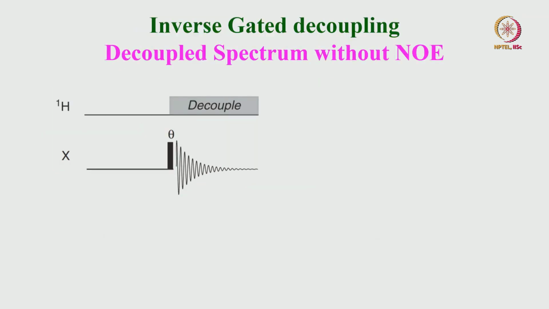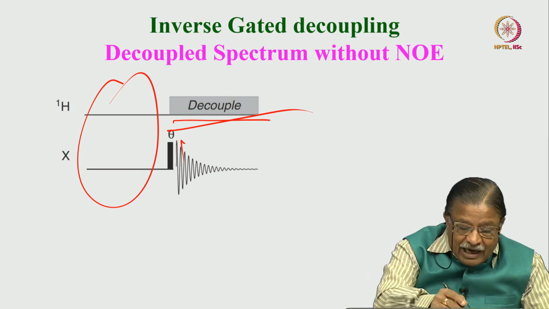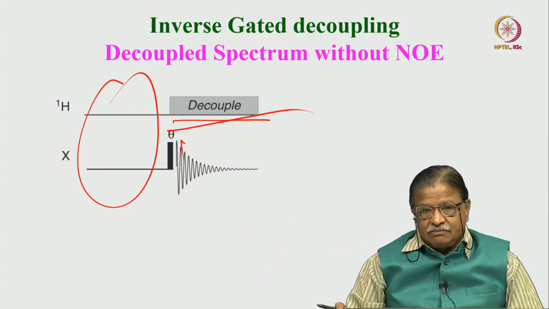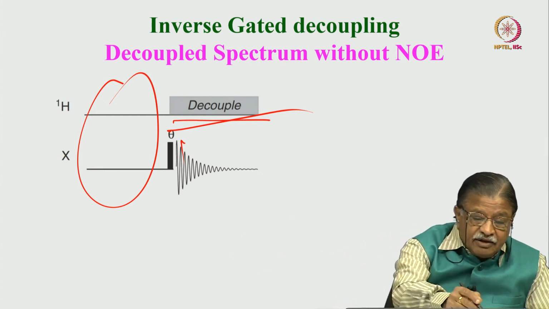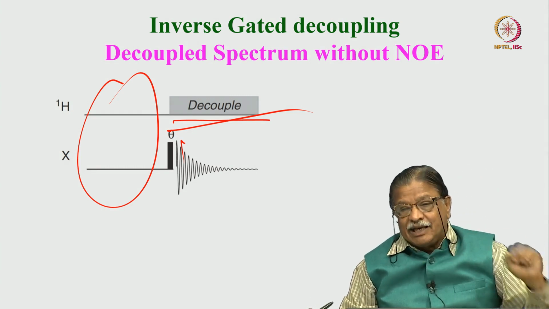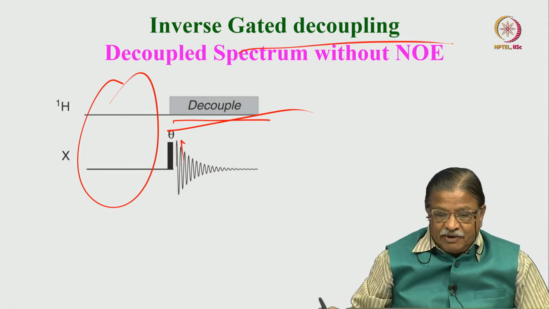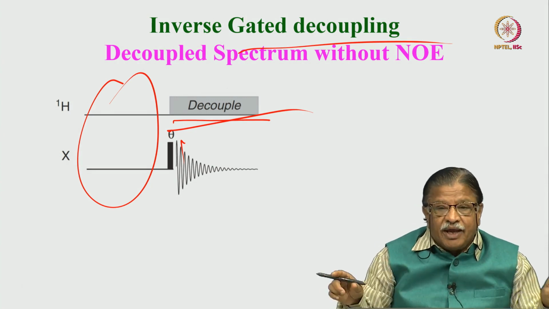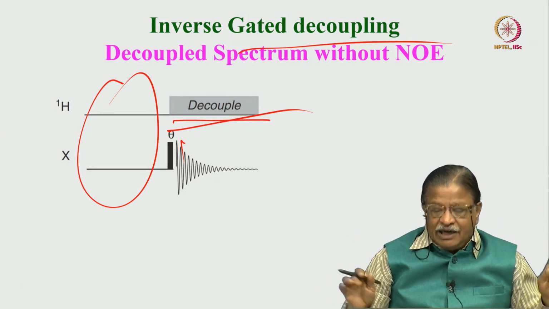On the other hand, I can do one more thing. I can start acquiring the signal and not do NOE at all. This is a spectrum where, because I am applying decoupling power while acquiring the signal, I am breaking the coupling between carbon and protons, but I am not doing NOE. There is no NOE here. This is what is called an inverse gated decoupled experiment. This is called the inverse gated decoupling experiment, where I am decoupling the carbon from protons, but no NOE. There is no enhancement in the signal intensity.